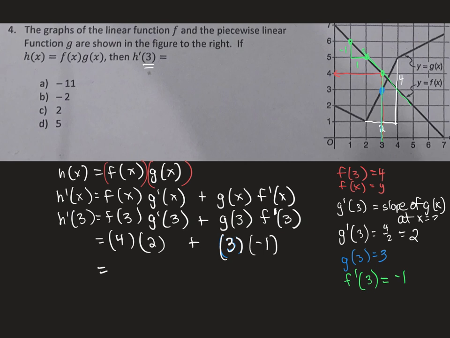And there we go. Now that we have all the little pieces, we just multiply. 4 times 2 is 8, plus 3 times -1, so -3, and that should equal 5. So the answer should be D. Alrighty, I hope that helped.